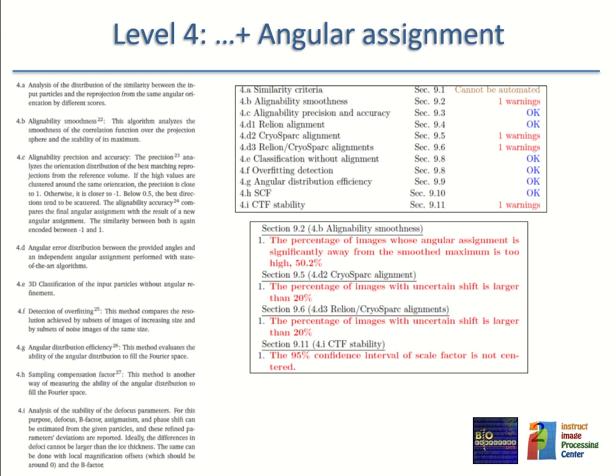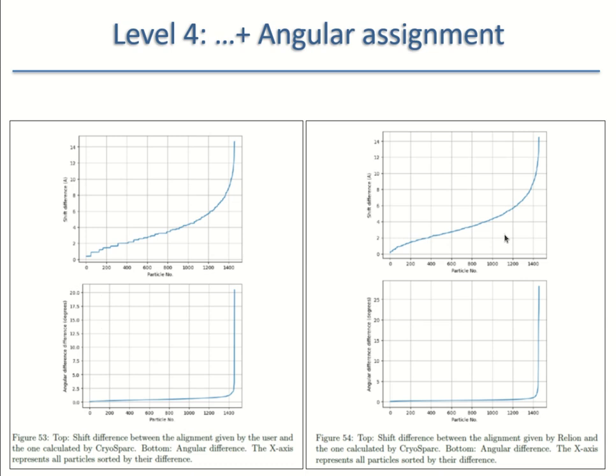Or we can compare RELION and CryoSPARC or the CTF, so here you have the kind of angular comparisons, and then you see this is the comparison of the alignment between CryoSPARC and the one of the user. So in angles they're fine, they agree, but in shifts they don't agree, and the same between RELION and CryoSPARC.